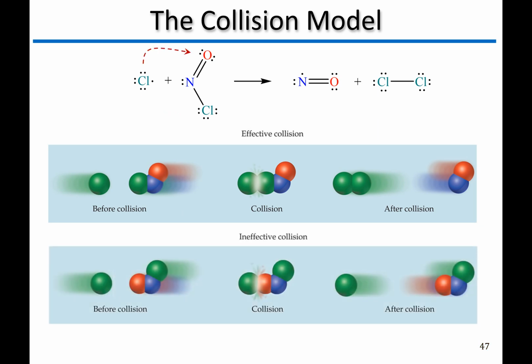The more collisions you have, the faster that reaction will be. The top was an effective collision. The bottom is an ineffective collision. If instead that chlorine atom smacks into the oxygen side, then nothing happens. They just bounce off of each other. So what we want is to have more effective collisions in order to increase our reaction rate, which means we want to have just more collisions overall.